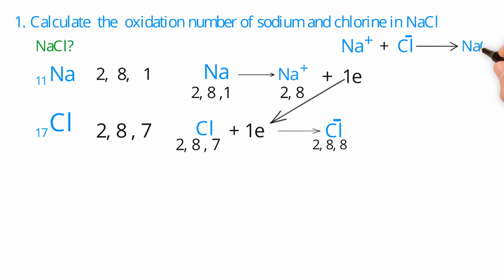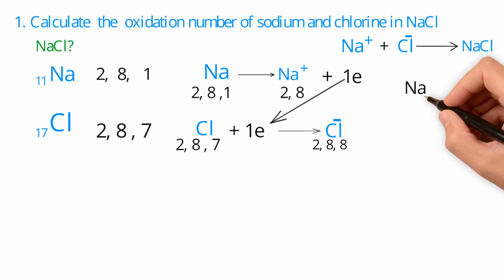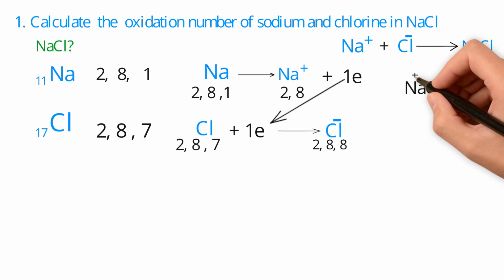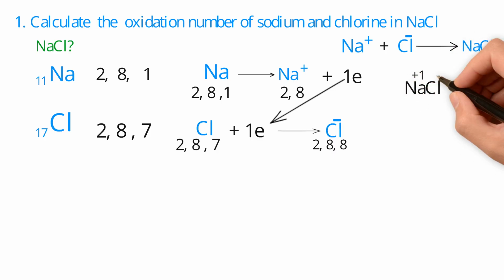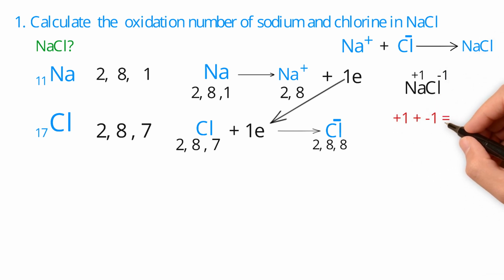The oxidation number of sodium in sodium chloride is plus 1, and the oxidation number of chlorine in sodium chloride is minus 1. Therefore, plus 1 for sodium plus minus 1 for chlorine is equal to 0, because the sum of oxidation numbers of all atoms in a neutral compound is equal to 0.